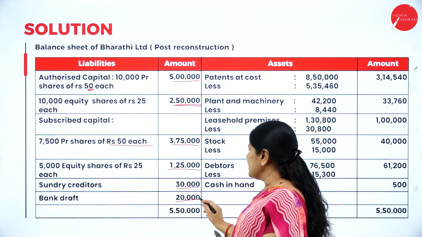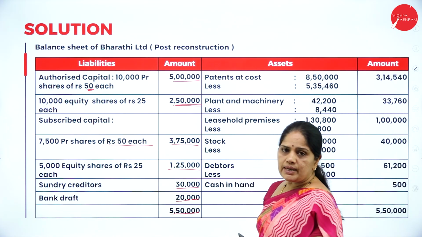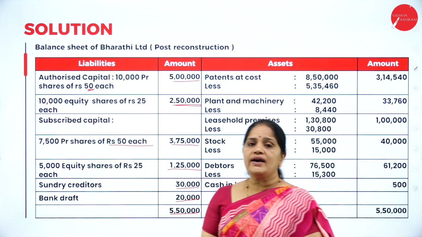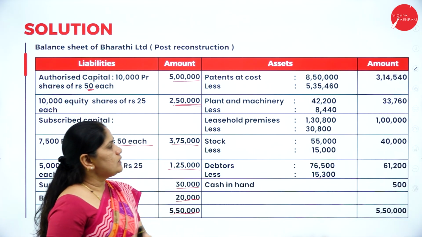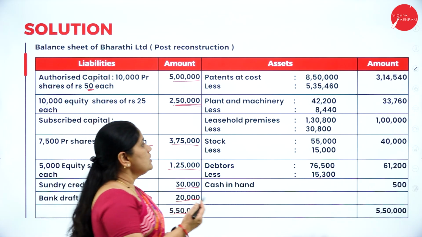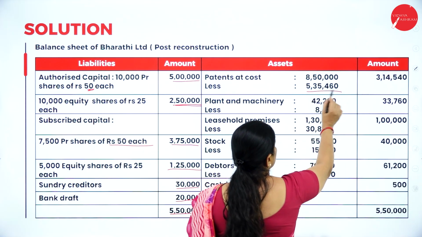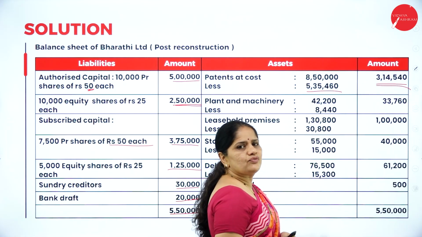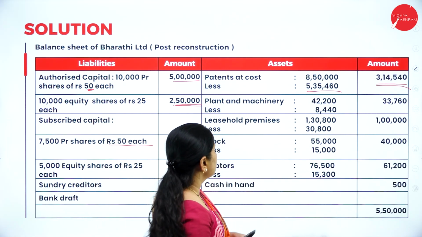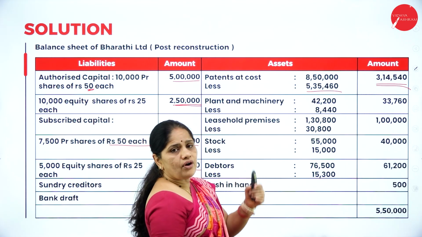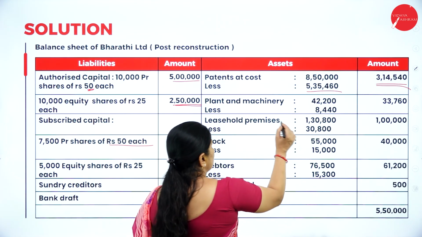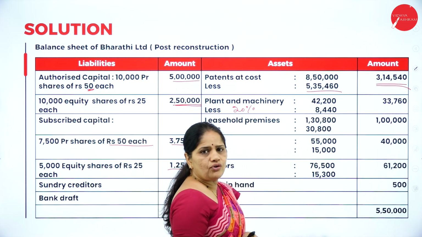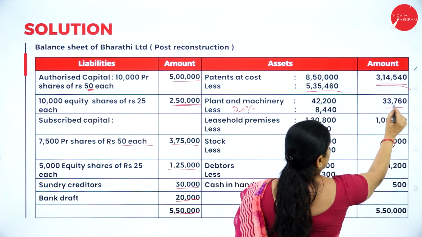Sundry creditors and bank draft. So the total comes up to 5,50,000. Now on the asset side, we have the patents. Now what is the patent value? 8,50,000. So we have already written off 5,35,460. So the balance remaining is 3,14,540. Then machinery 42,200. Out of that I have deducted 20%. So 8,440 I have deducted. I am getting 33,760.